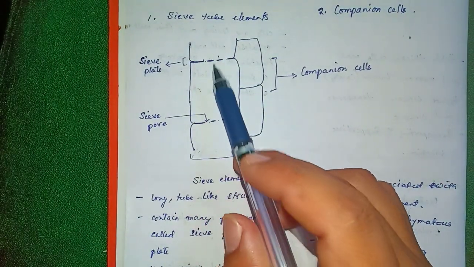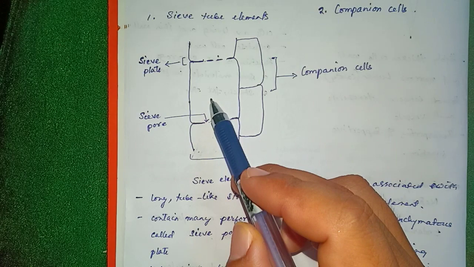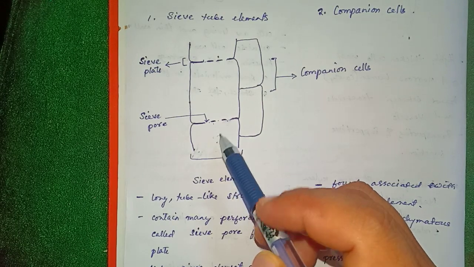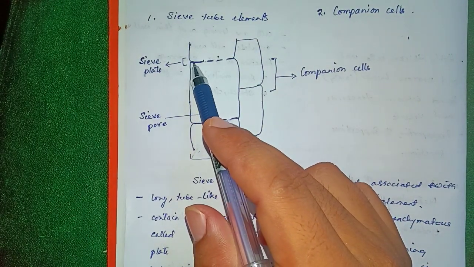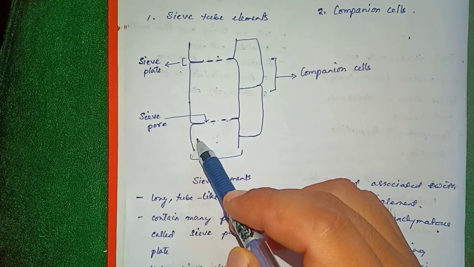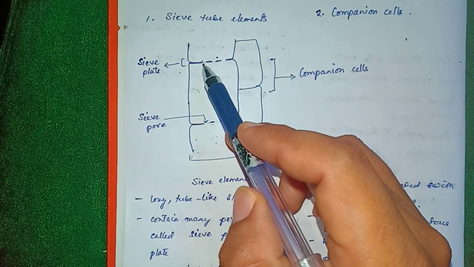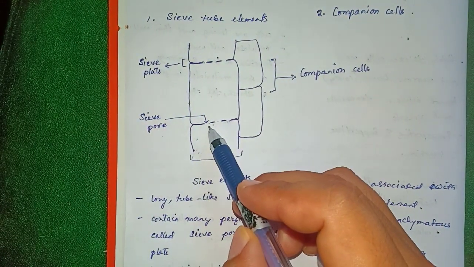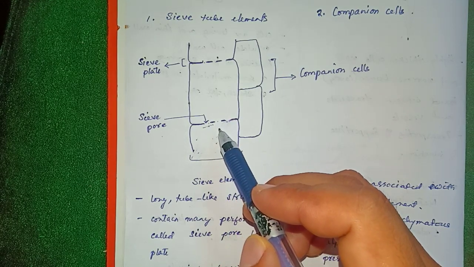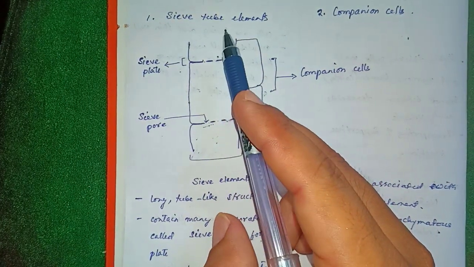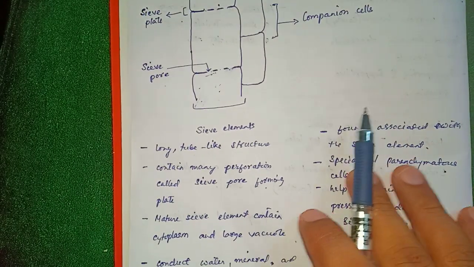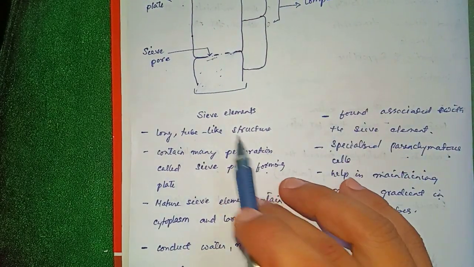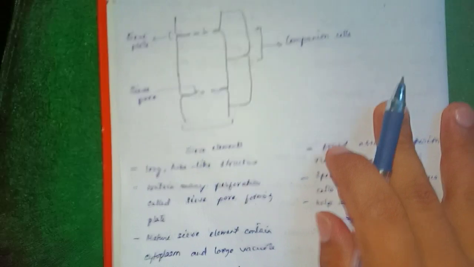The sieve tube elements are long cylindrical tube-like structures, and each of these sieve elements remains attached to the others through a sieve plate. The sieve plate is an area where the sieve elements remain attached to each other, and it has many perforated pores called sieve pores, and these sieve pores act as a channel in transporting the materials inside the sieve tube. Mature sieve tube elements contain cytoplasm and a large vacuole. The main function of the sieve tube element is conducting water, minerals, and food materials.